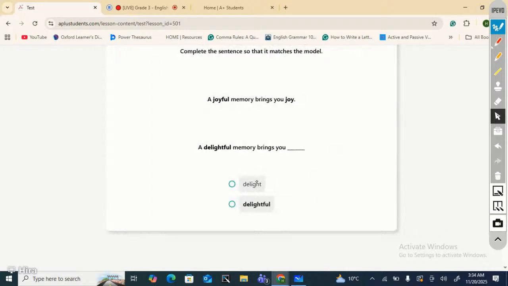A joyful memory brings you joy. A delightful memory brings you what? Complete the pattern and choose the word that matches the model.